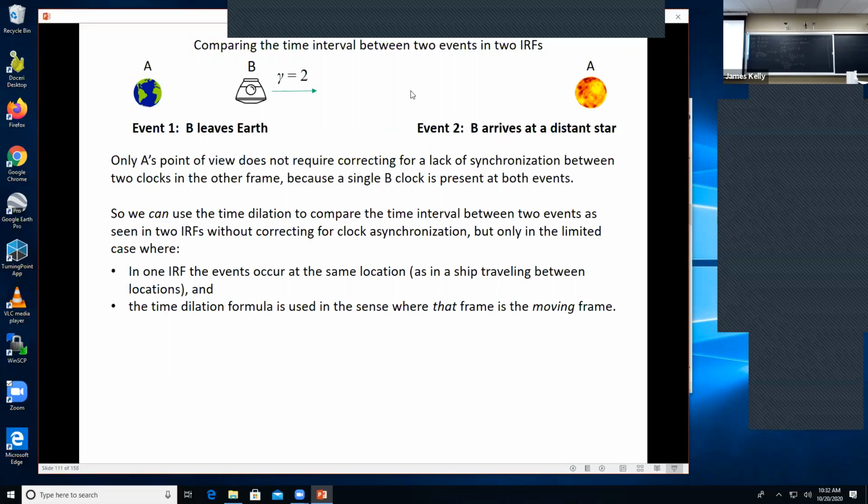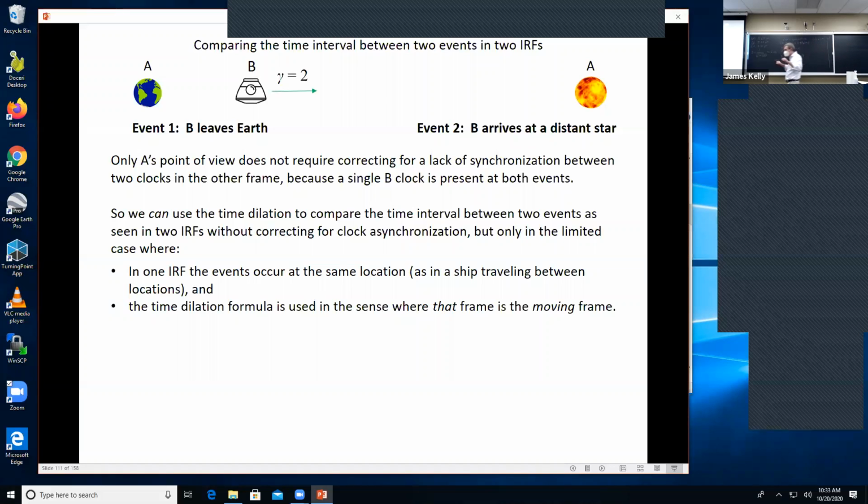So in summary, and I know this is a lot to swallow, but we're going to investigate this in more detail in Chapter 7. We can use the time dilation formula to compare the time interval between two events as seen by two different IRFs, in other words, the Earth view and the ship view here, without having to correct for clock asynchronization, but only in the limited case where in one of the IRFs, the events occur at the same location. That would be the ship point of view, right?